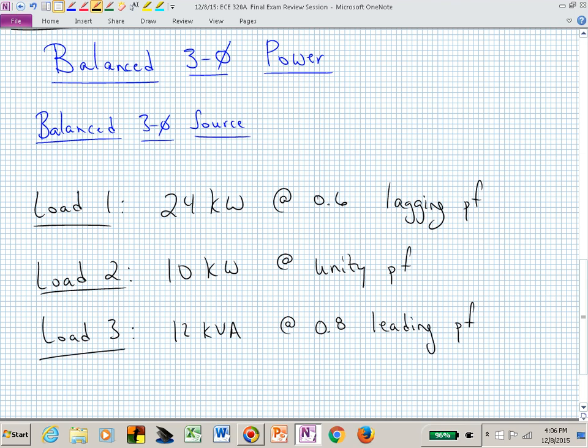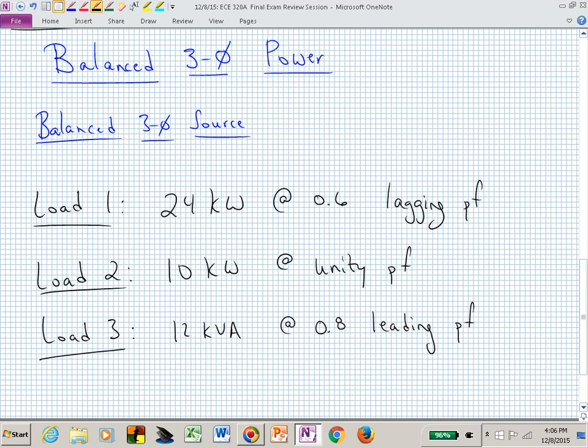If I have a unity power factor, how is the power partitioned? The reactive power is 0. You do not have a reactive component. The cosine of theta is 1. These power factors give you the angle associated with the loads.